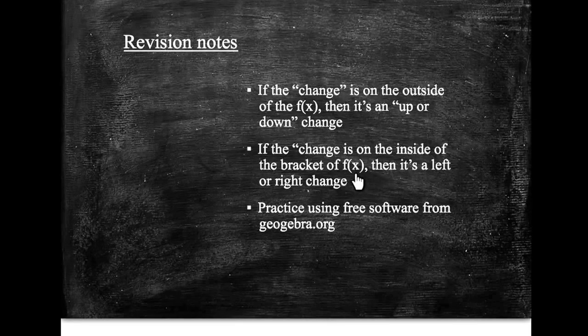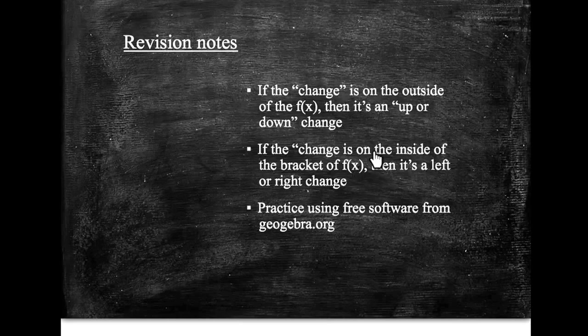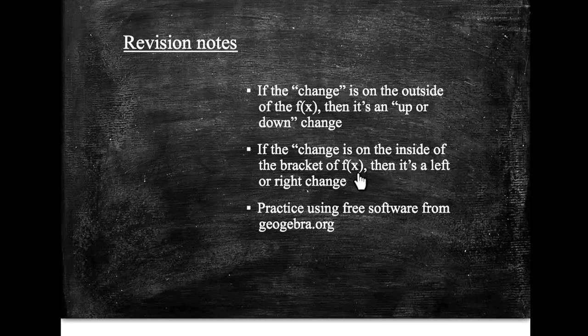But be careful that sometimes, or more often than not, the ones on the inside are not what you would expect. So if it's plus something, it's moved to the left. If it's a minus something, it moves to the right. If it's a 2x rather than x, it means it's a scale factor of a half. If it's a 3x, it's a scale factor of a third. 4x, scale factor of a quarter, and so on.